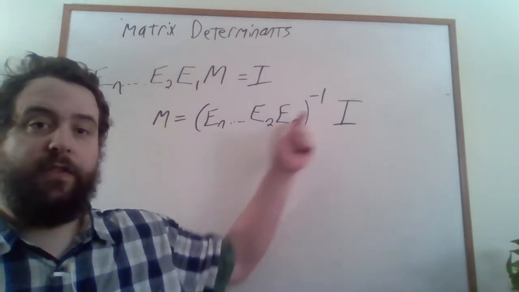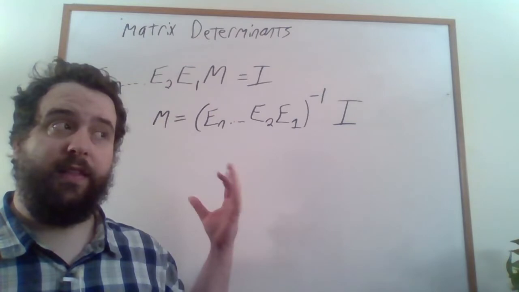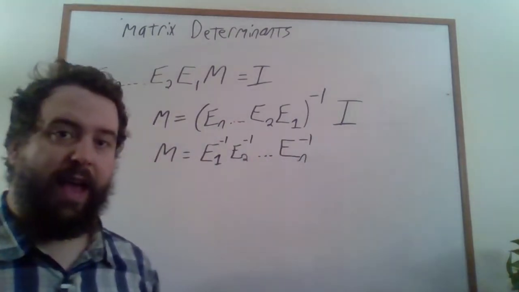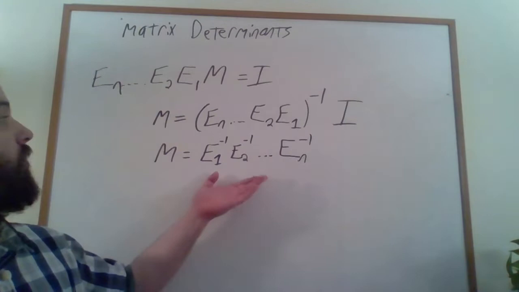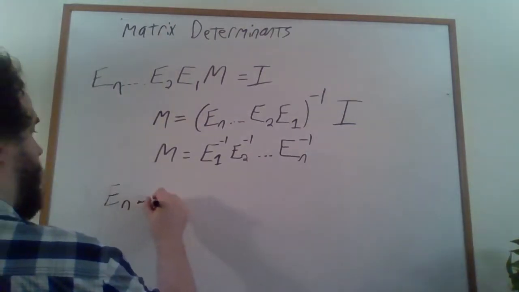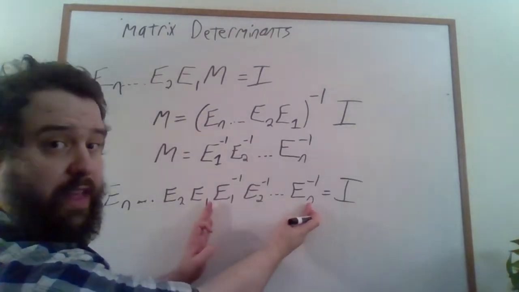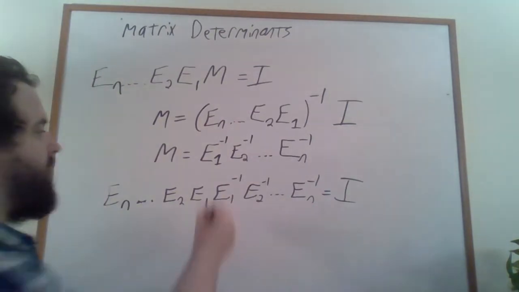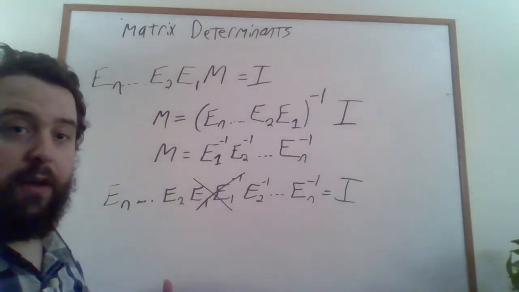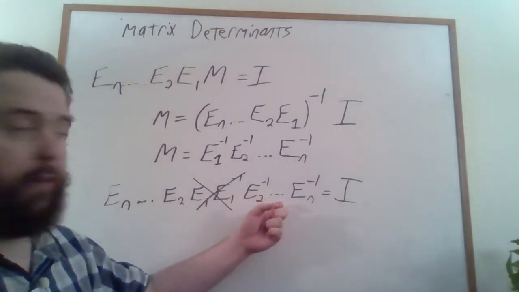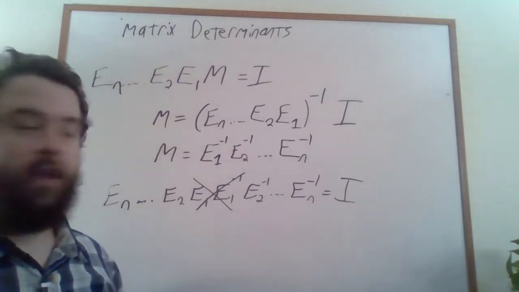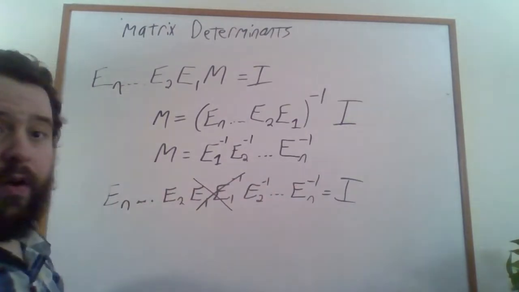Now, if we want to take the inverse of a product of matrices, well, it's going to be the reversed product of the inverses of those matrices. And you can see that this is the case if you replace the M in this formula with this particular expression here. So this here is the matrix that I claimed M was, and we can see that these two cancel, and because they go away, E2 and E2 inverse are then allowed to cancel, and then E3 and E3 inverse will be able to cancel, and then finally, En and En inverse will be able to cancel, and so we'll get the identity matrix. So this here is a formula for our original matrix M.